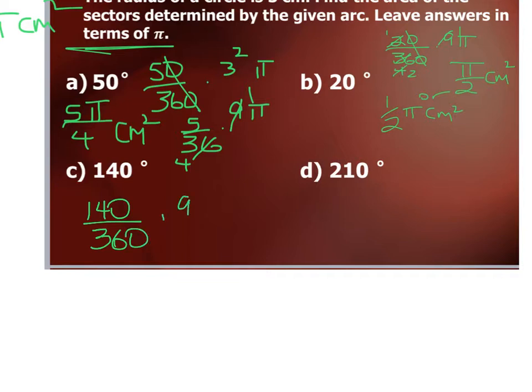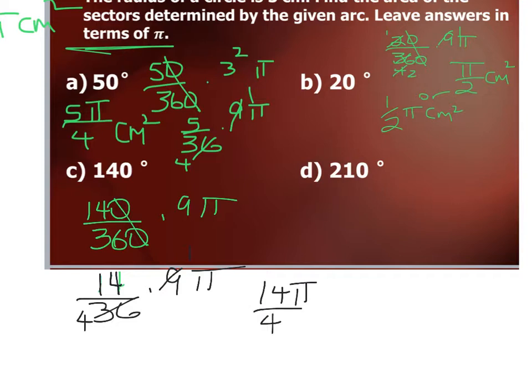So 3 squared is 9 pi. Again, I'm going to cut my zeros off, so I've got a little bit smaller fraction. Let me switch to black so you can see it better. 14 over 36 times 9 pi. I can either simplify the 14 over 36, but since I've been simplifying the 9 and the 36 all along, I'll just keep doing that, make that a 4. So now I'm at 14 pi over 4. I can still simplify one more time and make it 7 pi over 2 centimeters squared.